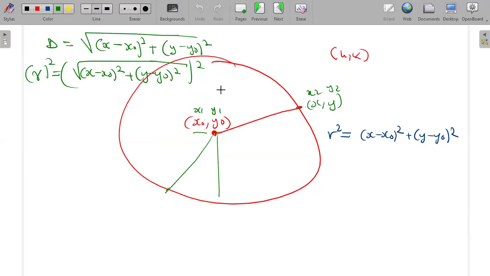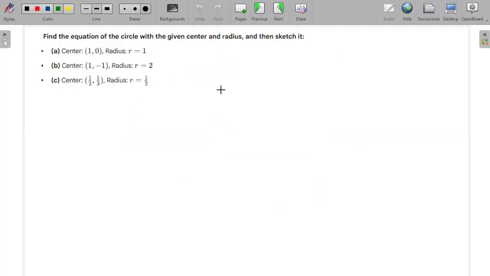This is the general form we're just driving. We get back to here now. They're telling us, for each circle with a given center and radius, to find the equation and then sketch it. Sketching is easy.